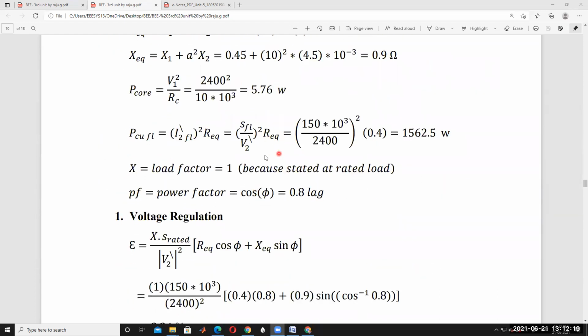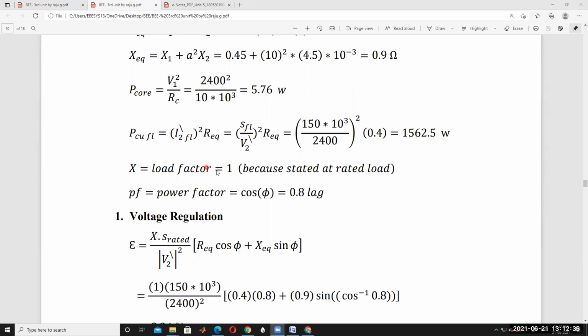Otherwise, refer to the primary side, that's why it is V2 dash. So it is S full load by V2 dash, whole square, into R equivalent: 150 into 10 cube divided by 2400, whole square, into R equivalent 0.4. Like this you will get the full load copper loss.